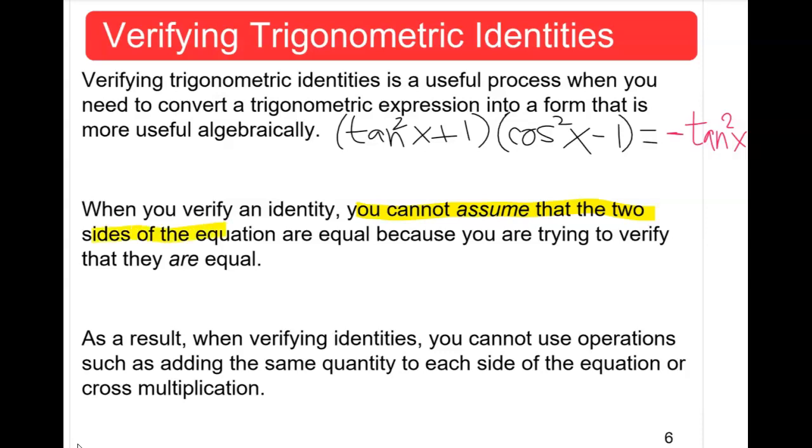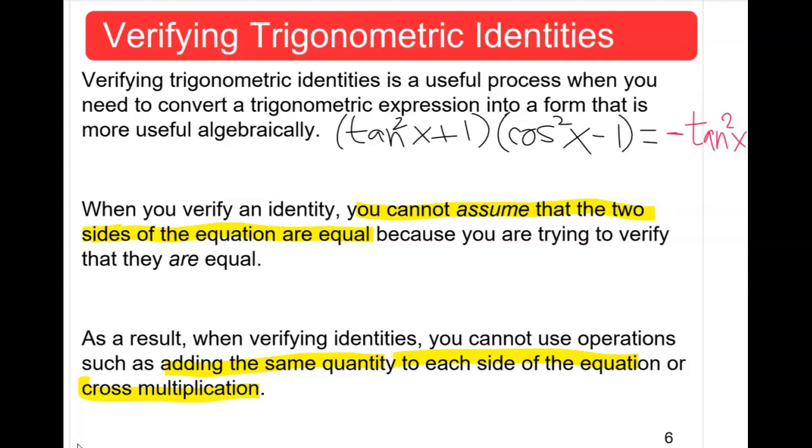And this is because we are verifying that they're equal. So if we assume, then we don't need to verify anything. So, to the contrary of the way that you solve an equation, you assume they're equal and then you work on both sides at the same time. For example, with equations, you add the same quantity to each side of an equation, or you do cross multiplication when you're solving equations.